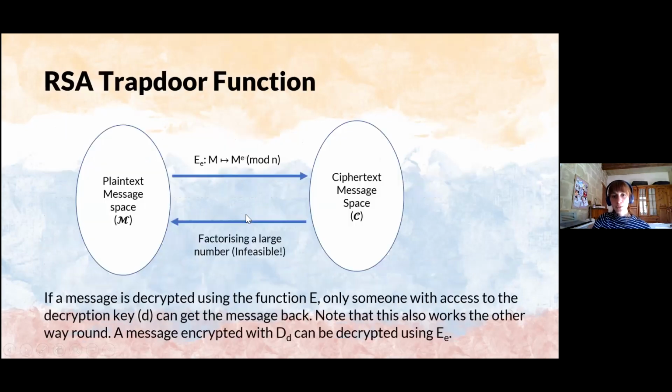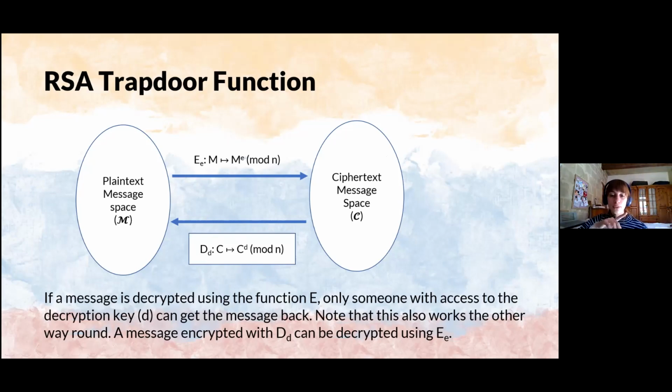So now we have our trapdoor one-way function. It goes one way, M to the E, and it doesn't really go the other way unless you have D. So you take the cipher message and you raise it to D and you go back.